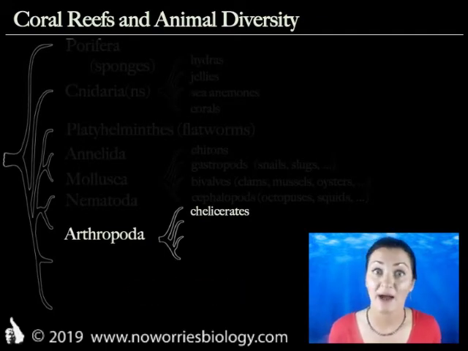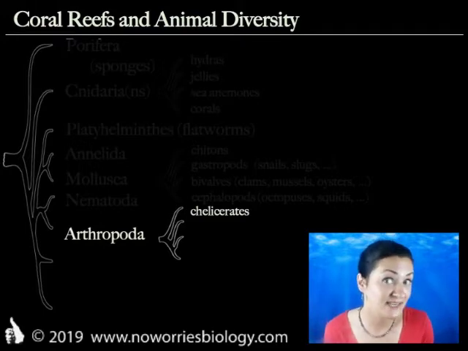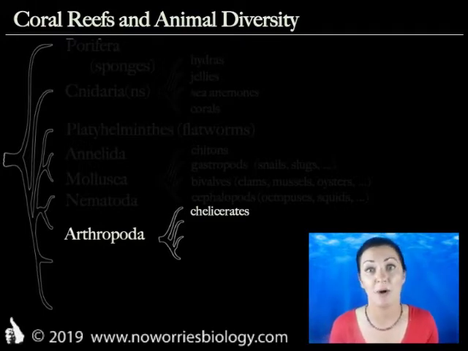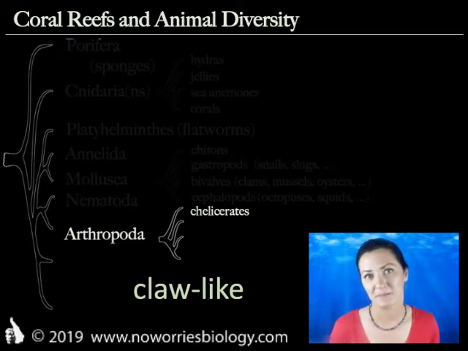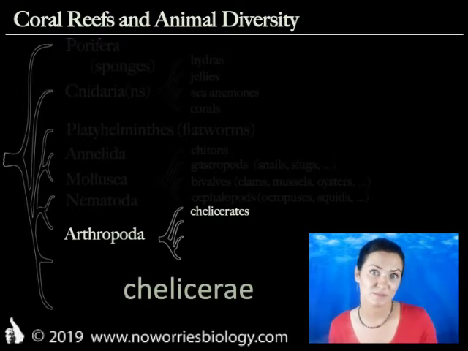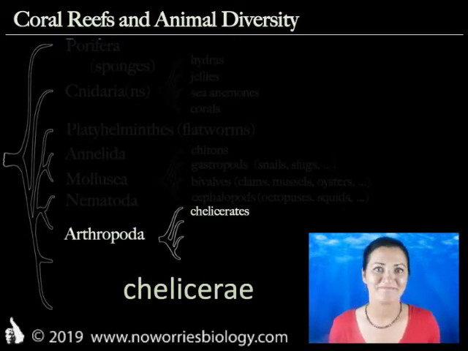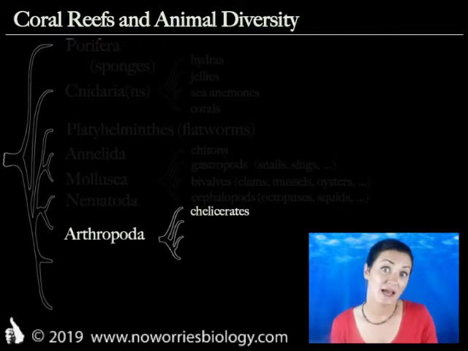Chelicerates have simple eyes, they don't have antennae, and they have specialized legs at the very front of their body, which are claw-like, and they are used for feeding. These specialized appendages are called chelicerae. And you guessed it, the chelicerae are what chelicerates are named after. Many members of this clade live on land and breathe air. They are terrestrial.